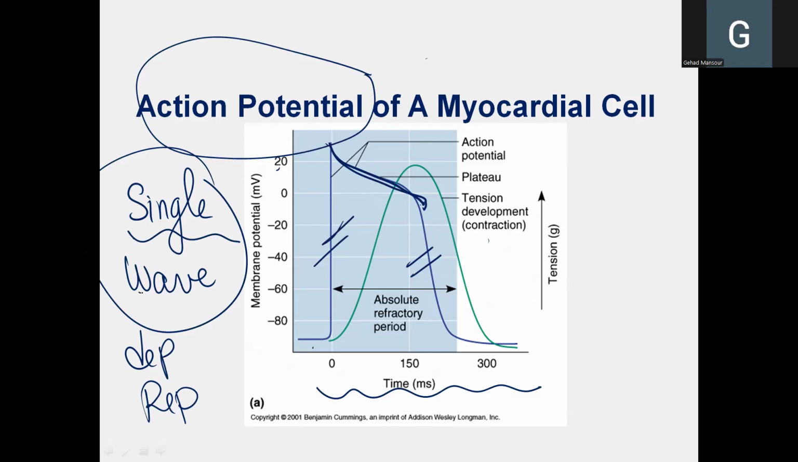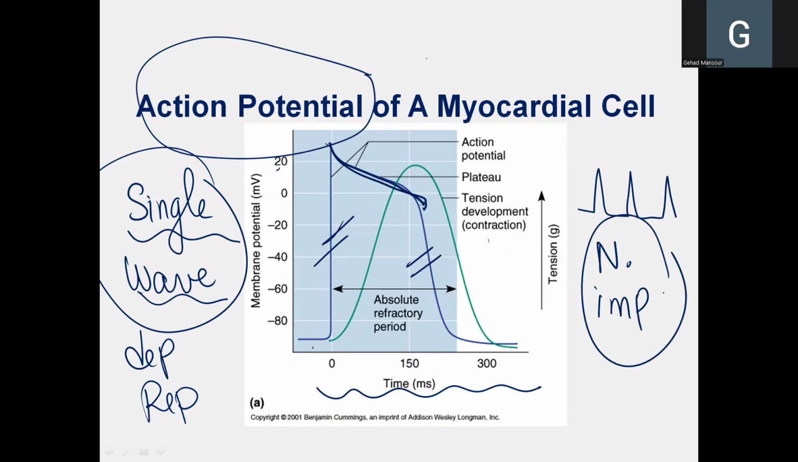Why am I focusing on a single wave? Because if it starts to spread on the myocardium, then it is a nerve impulse. So what is a nerve impulse? It is a spread wave of depolarization or a spread action potential. But a single wave of depolarization and repolarization is an action potential.